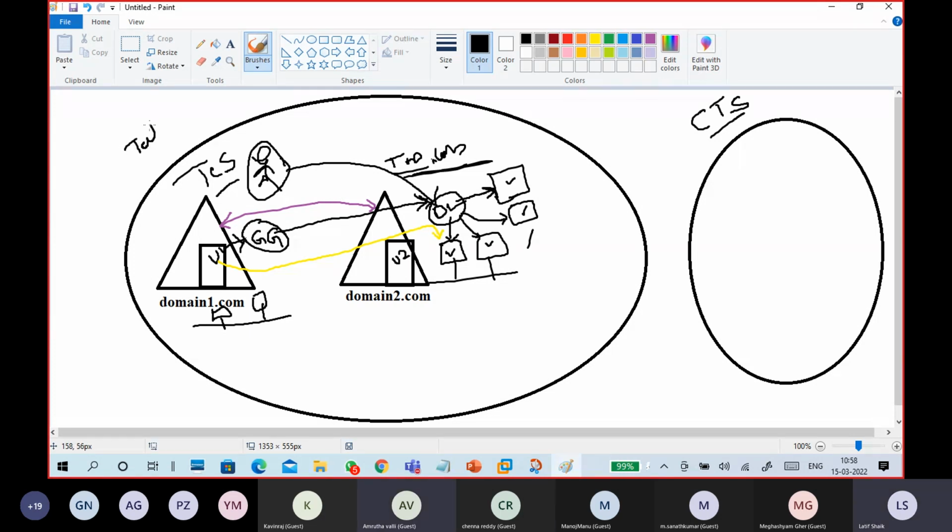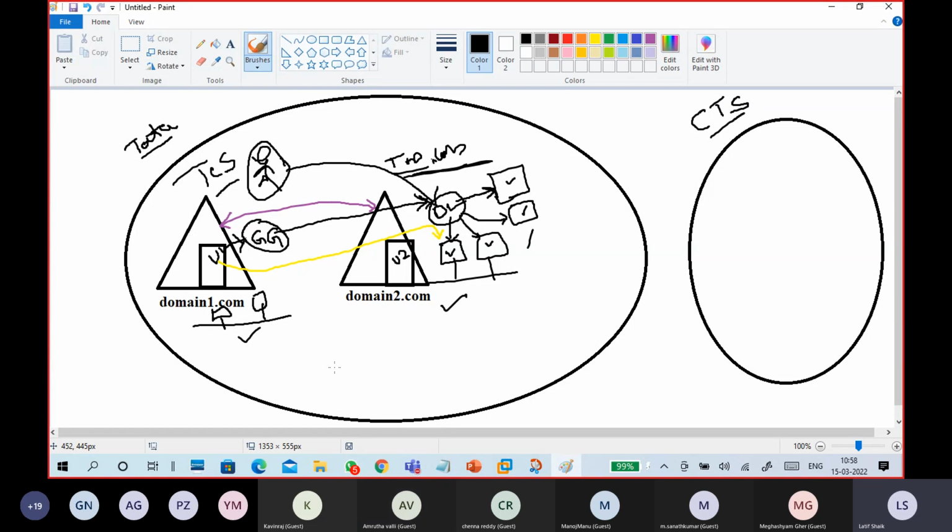Now, what is the difference, sir, between a domain local group and a global group? Because here also both the domains are in the same forest, right? And yet he is accessing a domain local group in your separate company's domains. Here, a different company or something like that. Is it correct? Yeah.